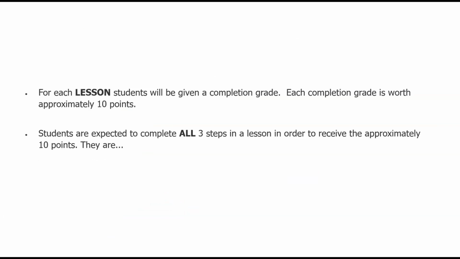So going back to those lessons, each lesson is going to be a completion grade, and each completion grade is worth about 10 points. I think in Algebra 2 it's 9 points, and in Algebra 1 it's 10 points. You are expected to complete all 3 steps to receive the points. There will be no partial credit. So if you leave out step 2 or step 3, you won't be getting any points.